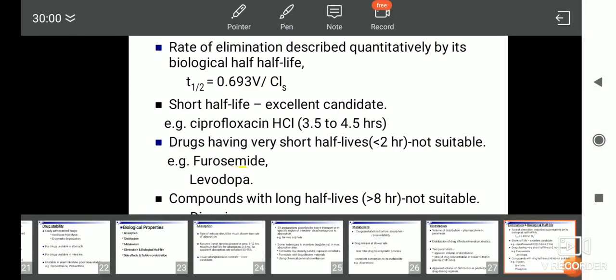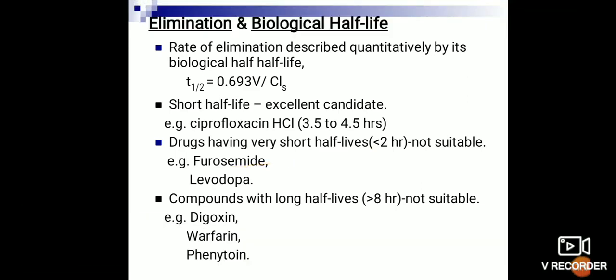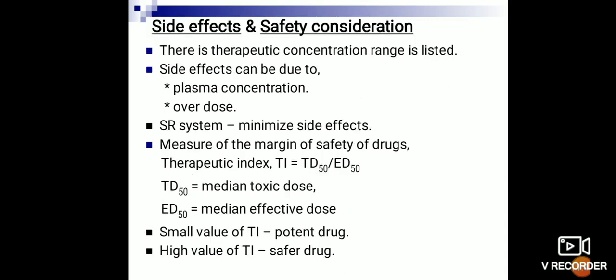For example, furosemide and levodopa. A compound with a long half-life, greater than 8 hours, is also not suitable because it is already sustained. Here digoxin, warfarin and phenytoin are drugs which have a long half-life, so they are not suitable for preparation of a sustained release drug delivery system or controlled release drug delivery system.